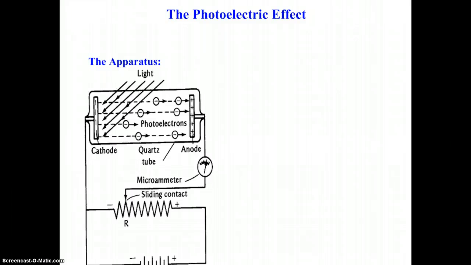All right, now that you're ready to go, let's talk about the photoelectric effect. Let's start off with what is the photoelectric effect. The photoelectric effect, just as its name implies: photo means light, electric implies electrons, and of course effect. The photoelectric effect is the effect of light removing electrons from a metal.